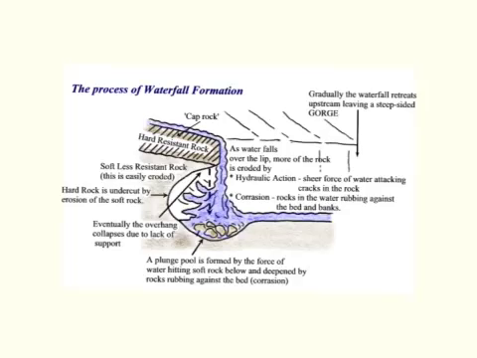There are two main ways in which a waterfall forms, and the first one I want to talk about is your traditional one, which you probably remember from GCSE, and it occurs when we have an area of hard rock overlying an area of soft rock below.